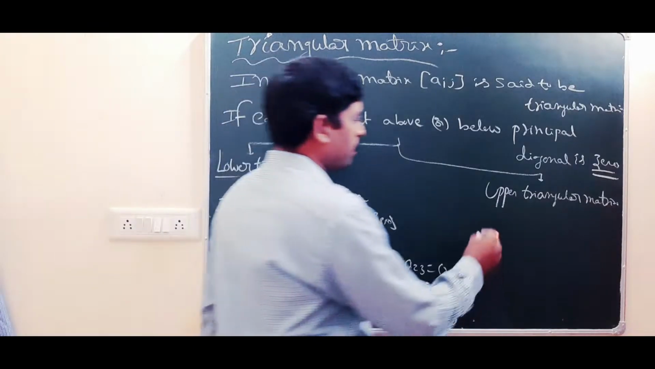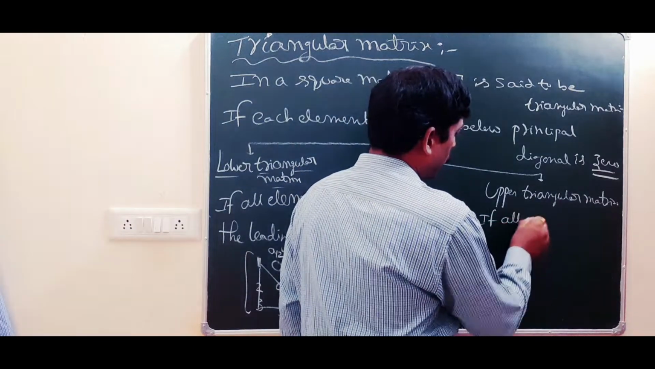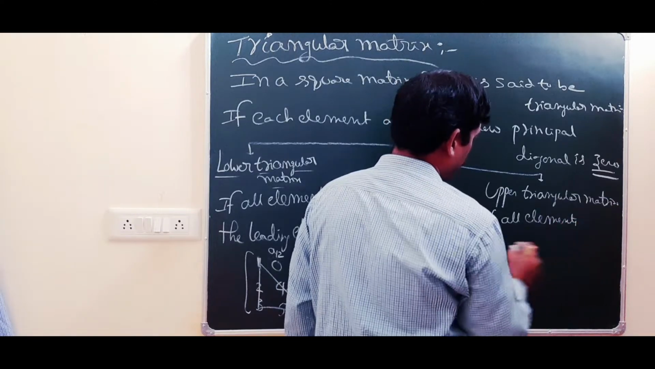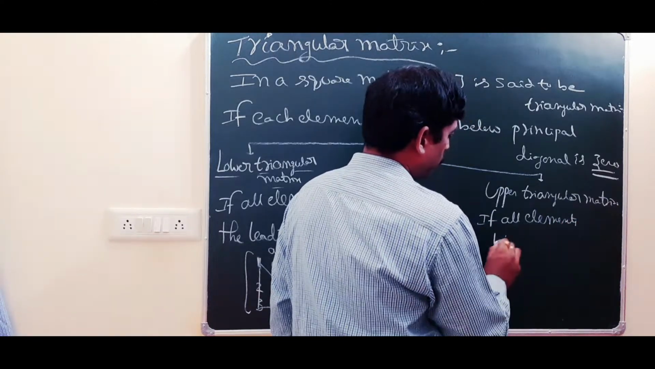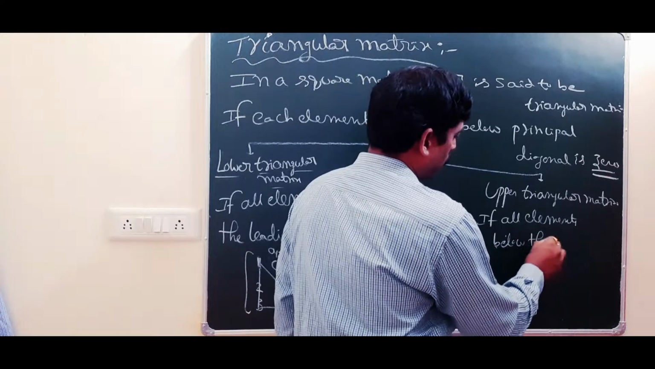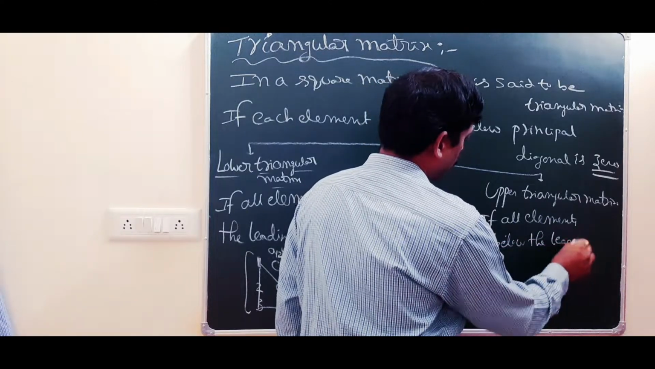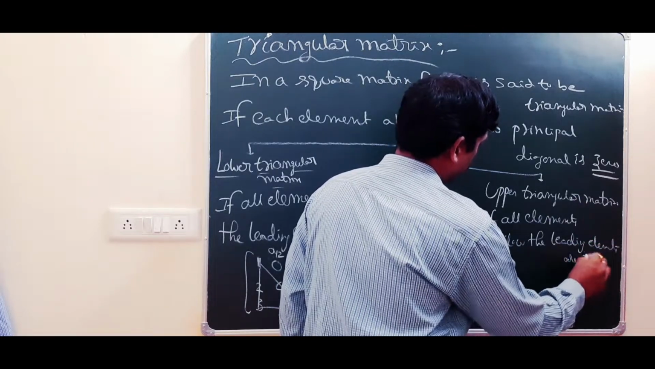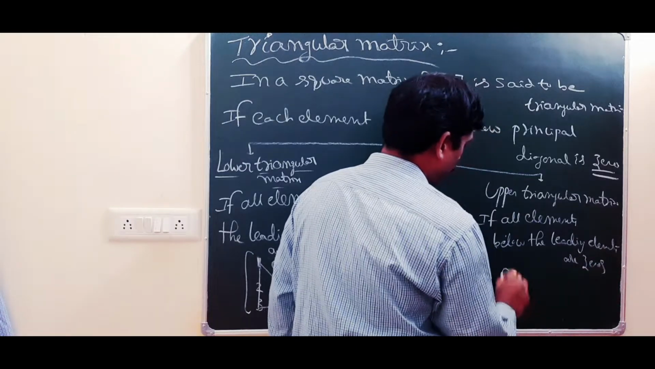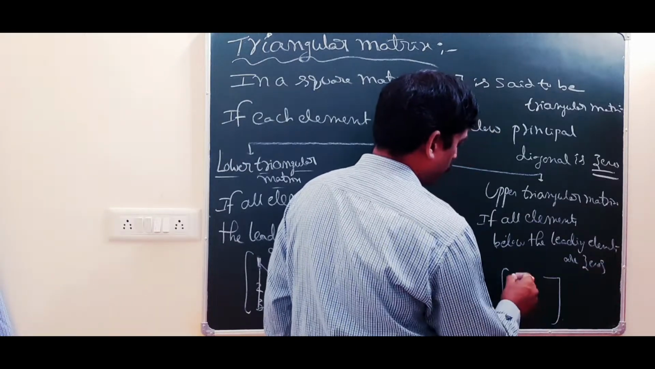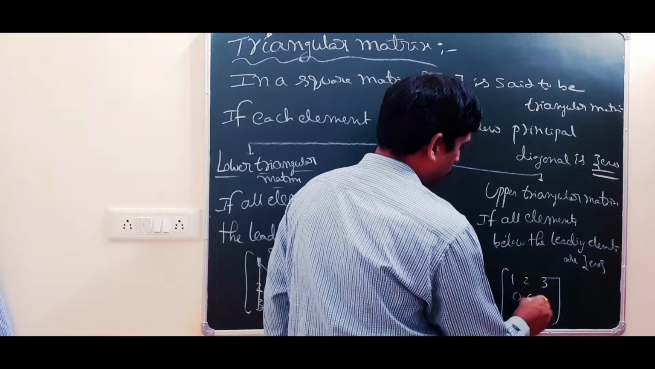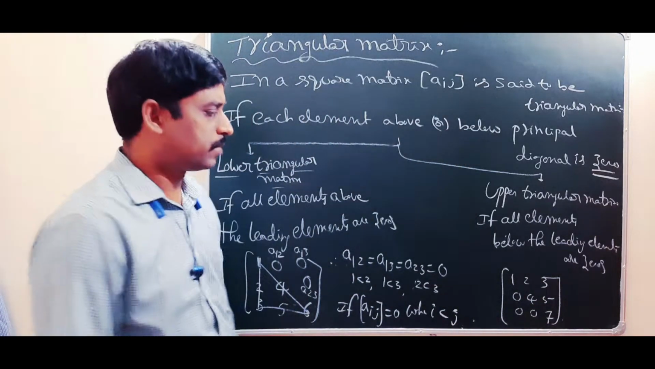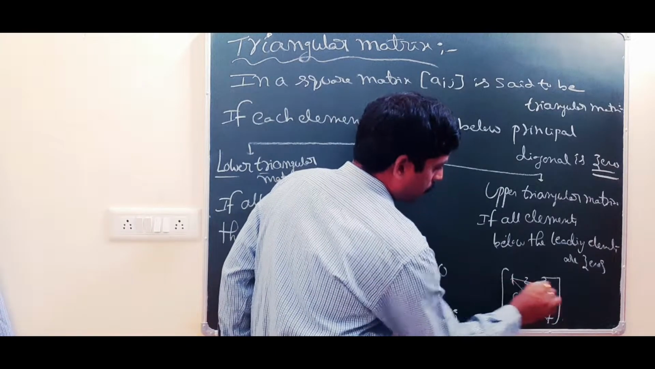So what is the upper triangular matrix? If all elements below the leading diagonal elements are zeros. I give one example. This is the upper triangular matrix. Okay, this is the upper triangular matrix.